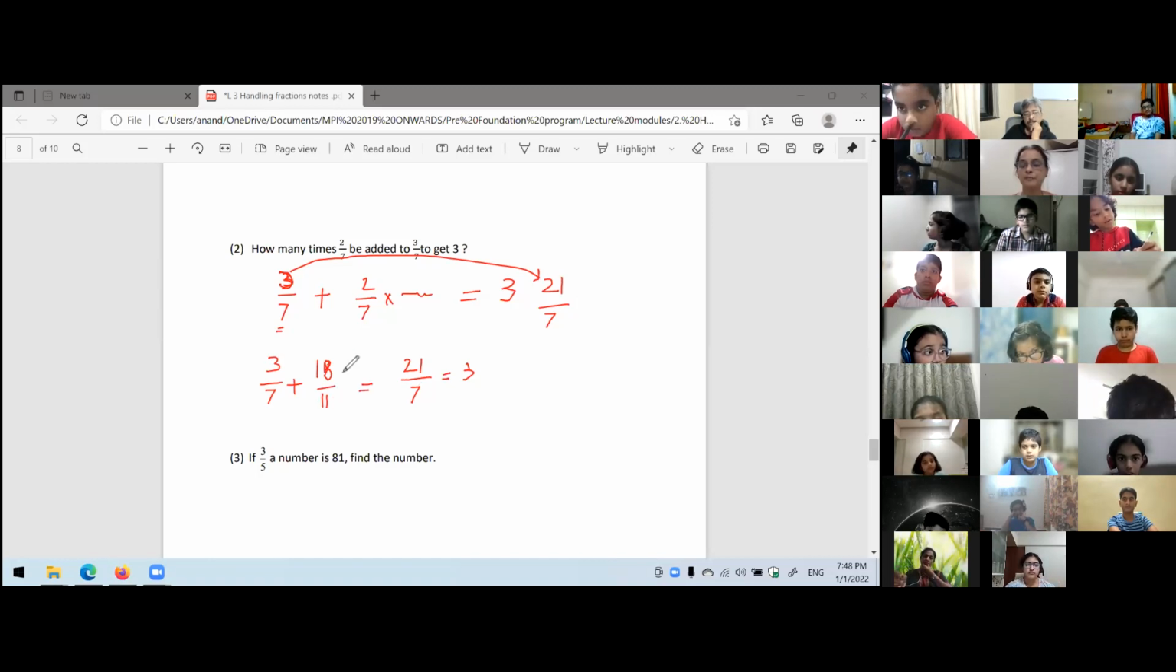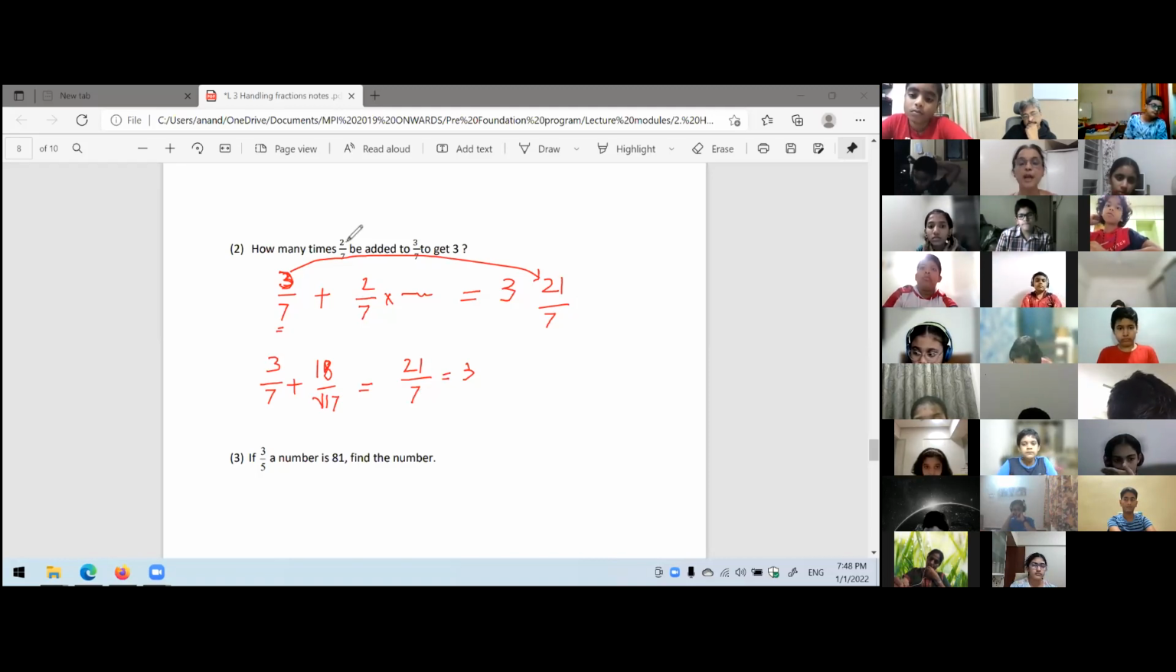But they are asking for 2 upon 7. 18 upon 7 will give me 21 upon 7, but they are asking me to add 2 upon 7. So 18 upon 7 will be 9 times 2 upon 7.